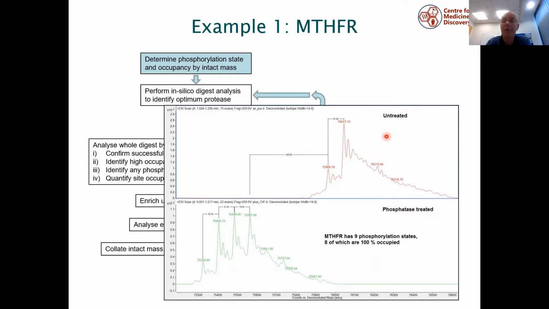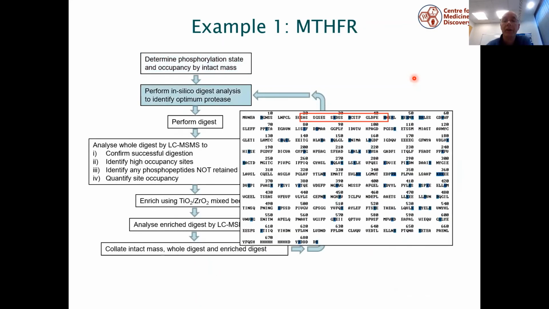So from the intact mass, this gives us a lot of information. It tells us that there are 9 phosphorylation states. So there must be at least 9 phosphorylation sites. And it also tells us that 8 of these are 100% occupied. So that's good from the analytical point of view. Good to know that.